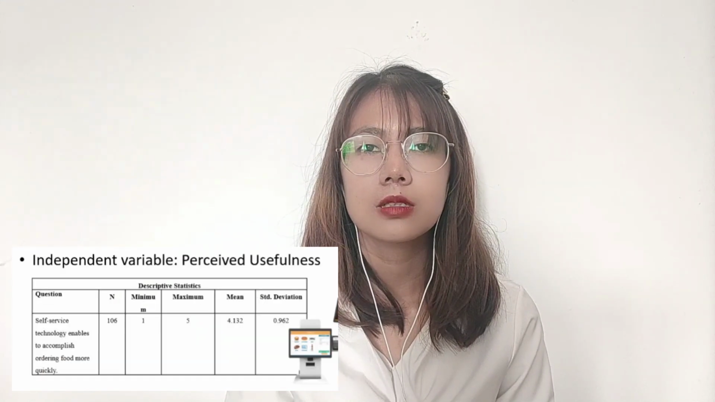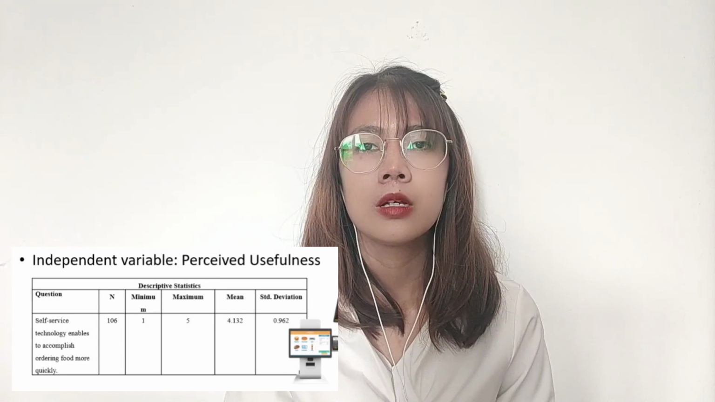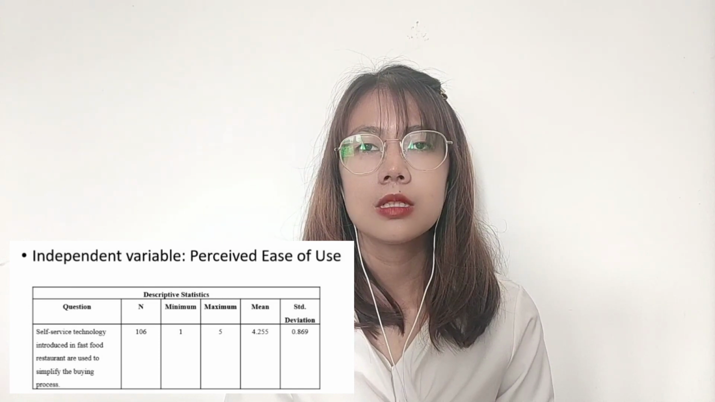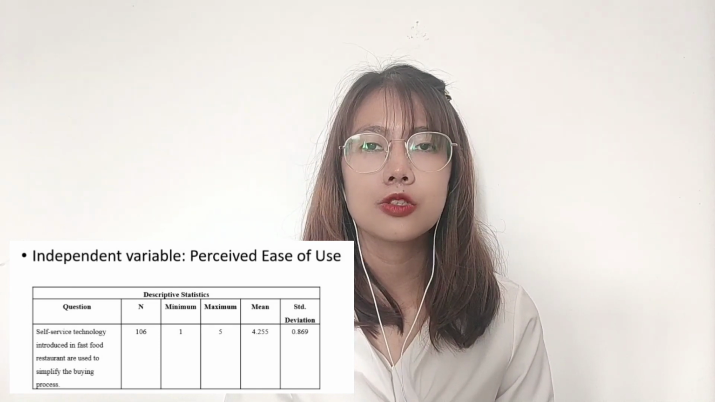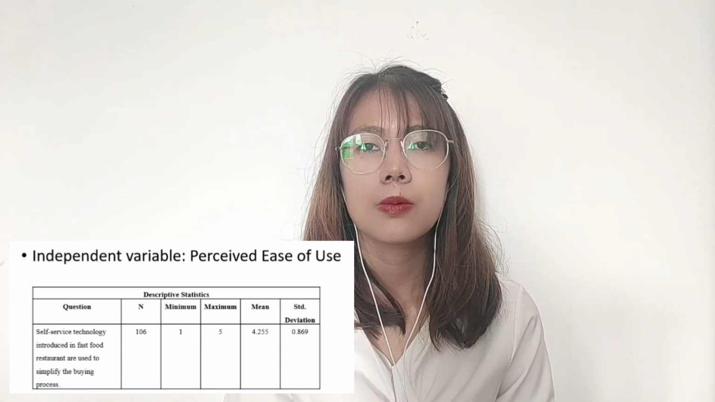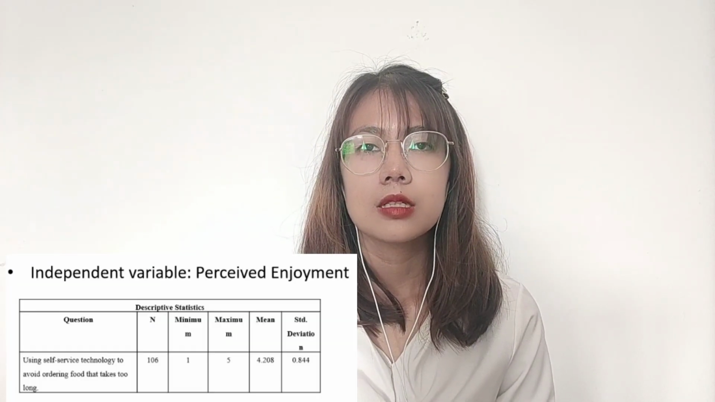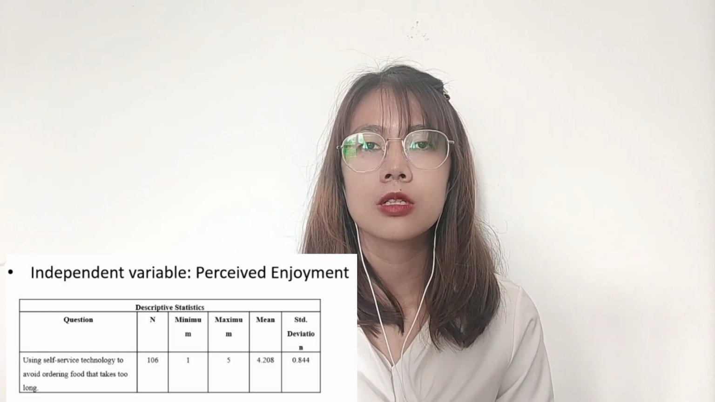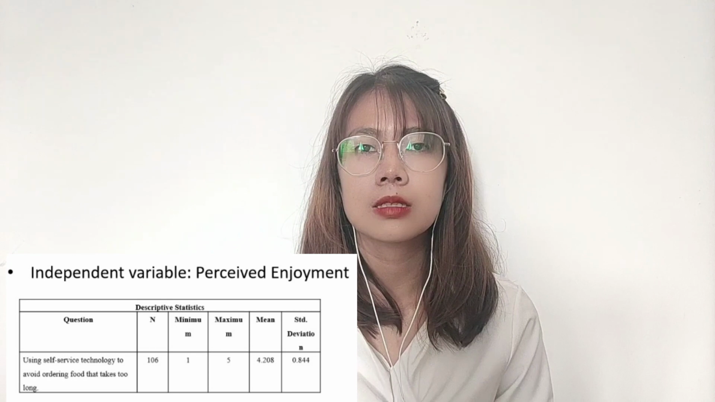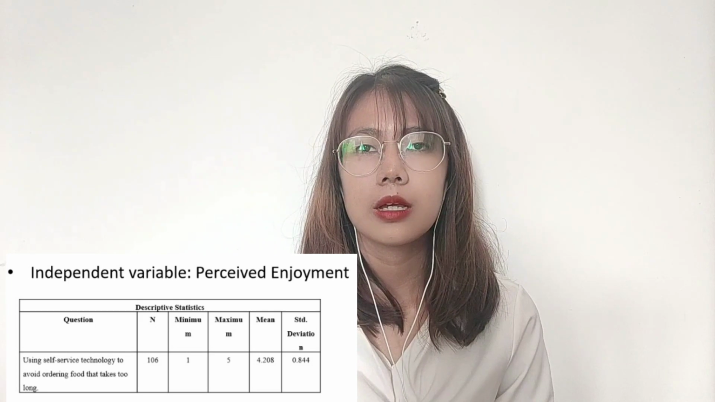Descriptive statistics perceived usefulness. The highest mean is come from question: self-service technology enable to complete ordering food more quickly, with mean 4.132 and standard deviation is 0.962. Descriptive statistics perceived ease of use. The highest mean is come from question: self-service technology introduced the fast food restaurant are used to simplify the buying process, with mean 4.255 and standard deviation is 0.869. Descriptive statistics perceived enjoyment. The highest mean is come from question: using self-service technology to avoid ordering food that take too long, with mean 4.208 and standard deviation is 0.844.